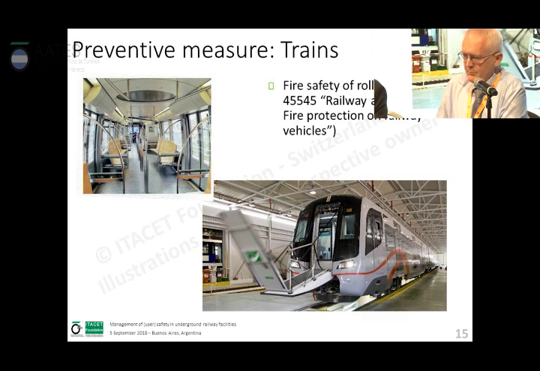Then, of course, we have the part of rolling stock. After decades of development, there is now a latest norm, at least in Europe, but I guess it will be applied worldwide, about railway applications, fire protection on railway vehicles. So the key here is that the vehicle cannot burn. Today they say that you can throw a bottle of benzene or a Molotov cocktail into a vehicle and it will not burn just because of all the fire-resistant material.